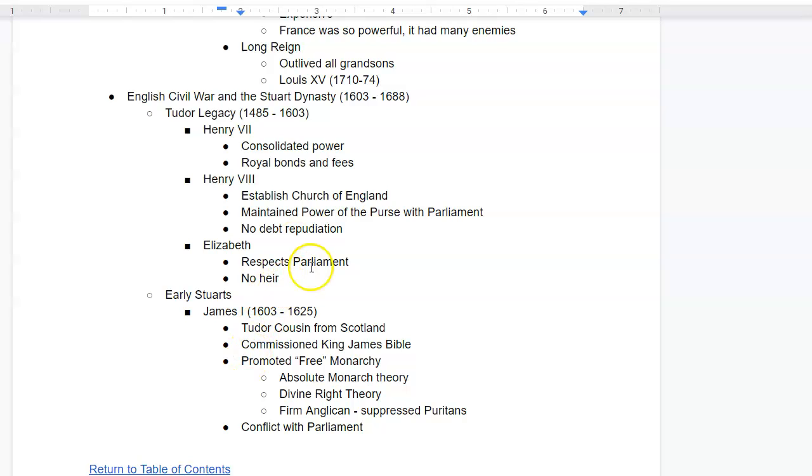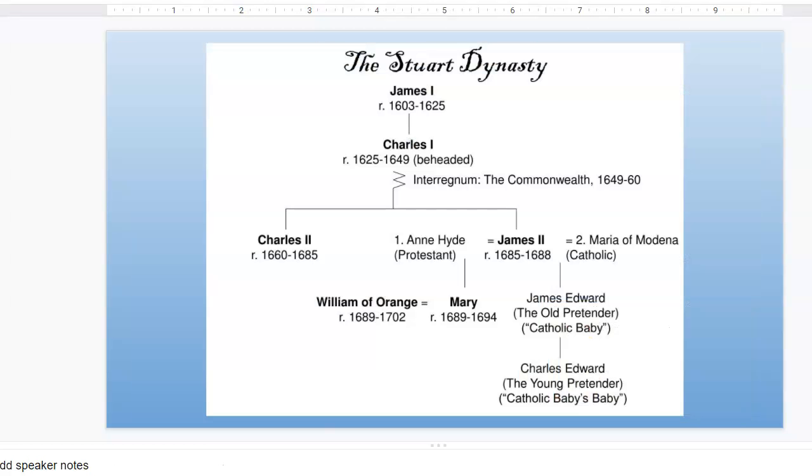And then, of course, his other children ruled, but Elizabeth ruled for the longest time. And like those before her, she largely respected Parliament and sort of co-ruled with a lot of power, but left much of the power in the hands of the Parliament.